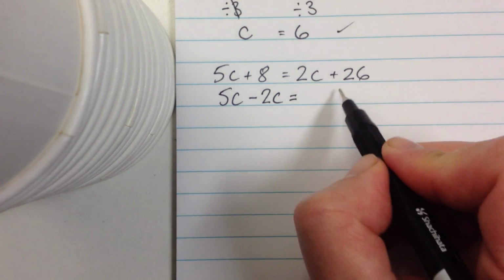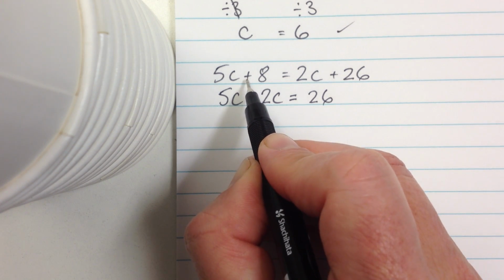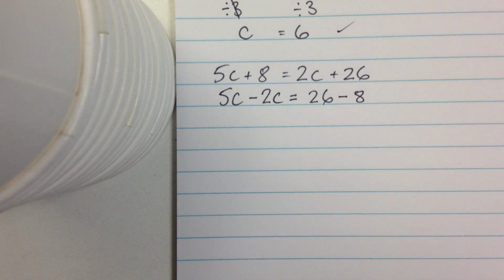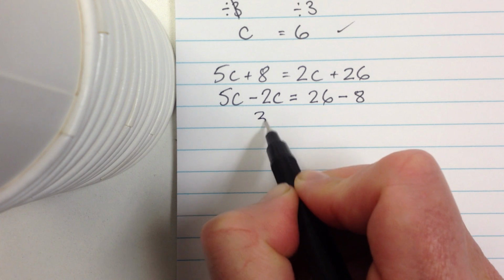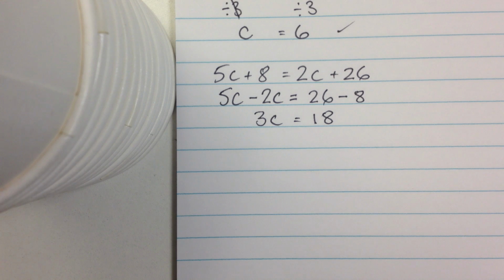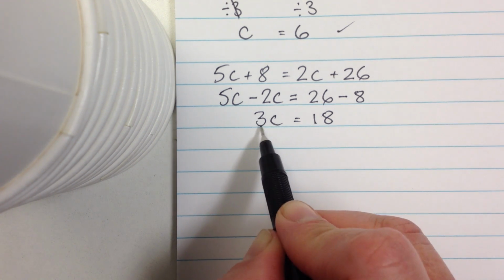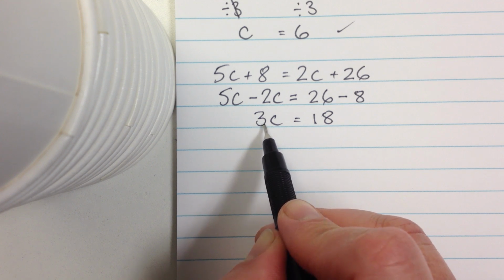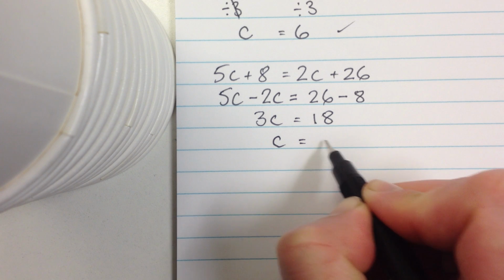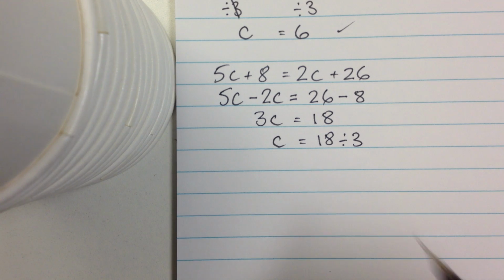And then we do the same things with the constant numbers. 26 was already there. This was an add 8, so when it crosses over, it becomes a subtract 8. Gather terms. Now, again, we're almost at the answer, but we've got 3 times c. So this is a 3 multiplied. If it crosses the equal sign, multiply becomes divide. So 18 divide 3, which is exactly the same thing that we did before.